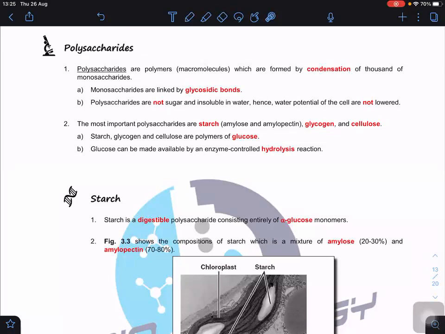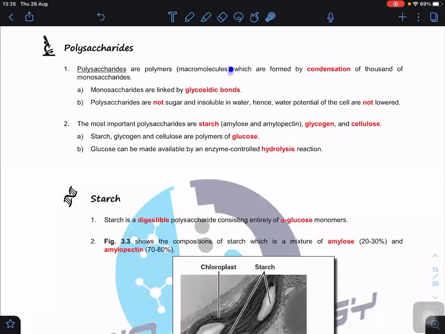So for this topic, we're going to look at the polysaccharides. From the word poly, it means many molecules of the monomer joined together. So when you look at these polysaccharides, they are polymers, or more precisely, they are macromolecules according to our definitions, because when we talk about polysaccharides, we look at the condensation process of thousands of monosaccharides.